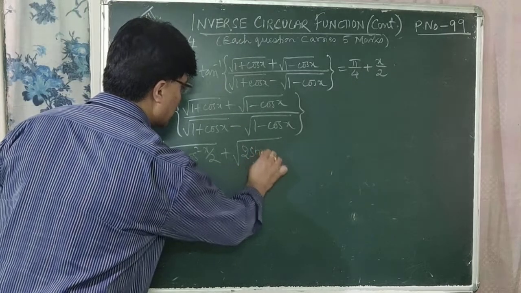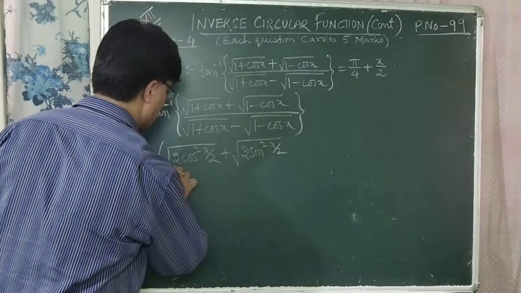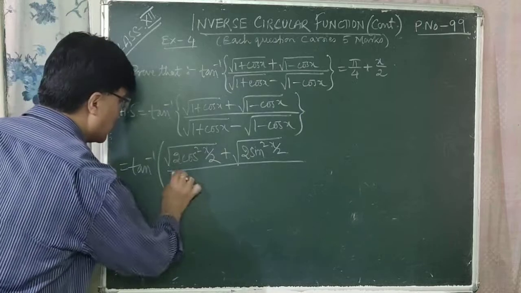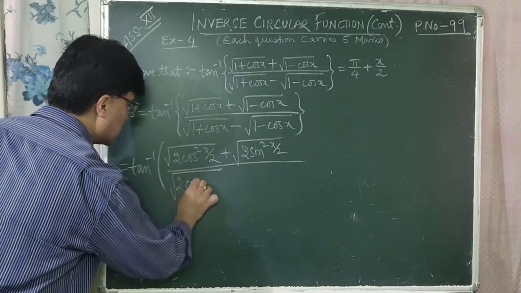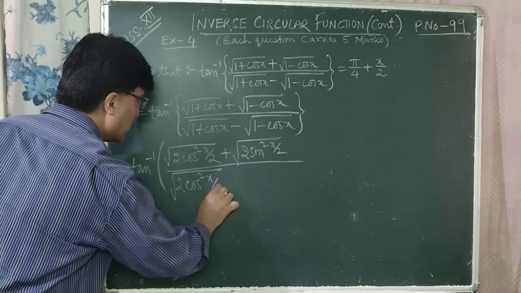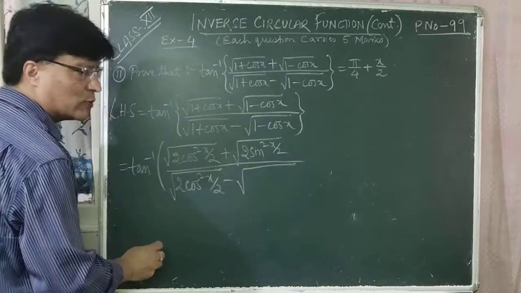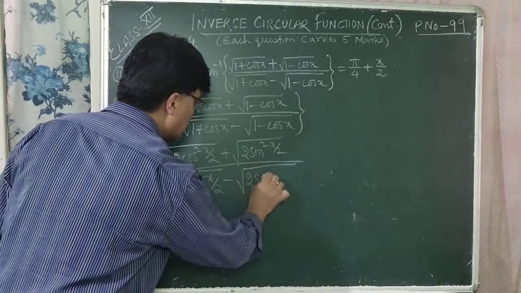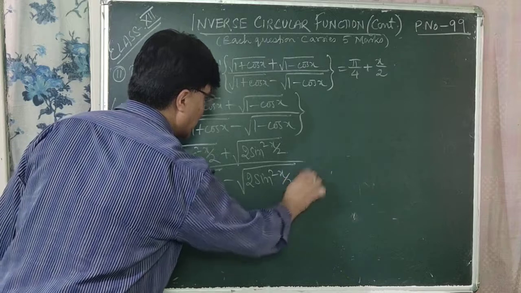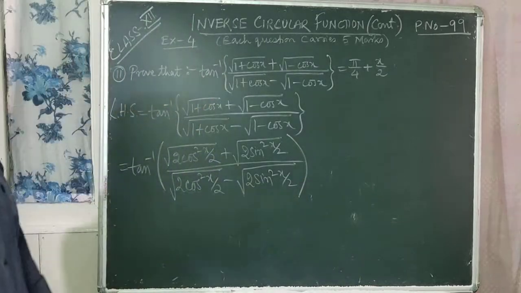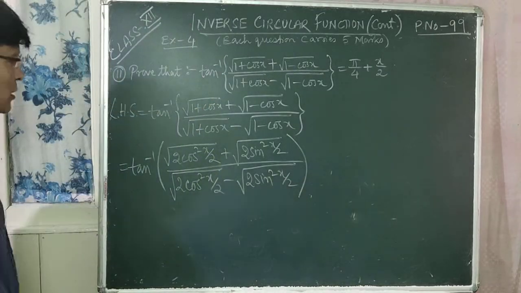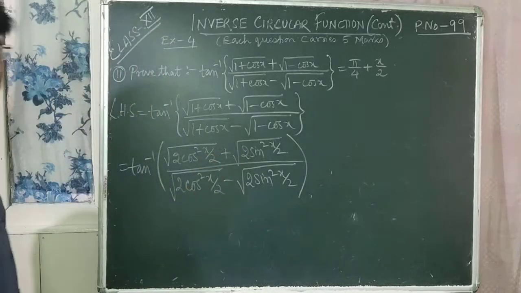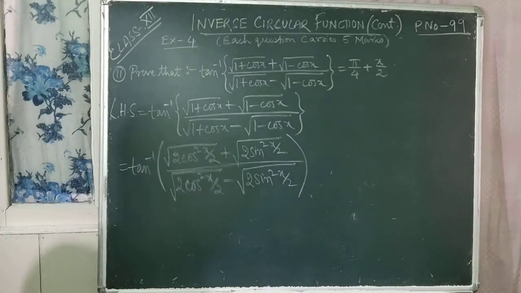It is 2 sin square x by 2, whole divided by, within square root. Again, what is 1 plus cos x? It is 2 cos square x by 2, minus root over, what is 1 minus cos x? It is 2 sin square x by 2. Is that clear to all of you? So now you can simplify the expression within square root, right?